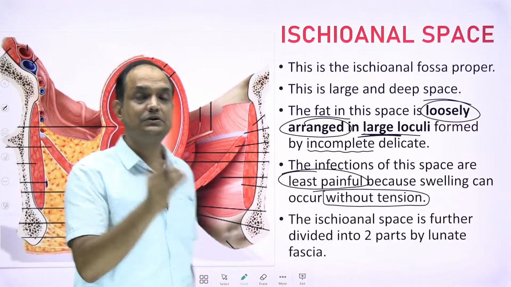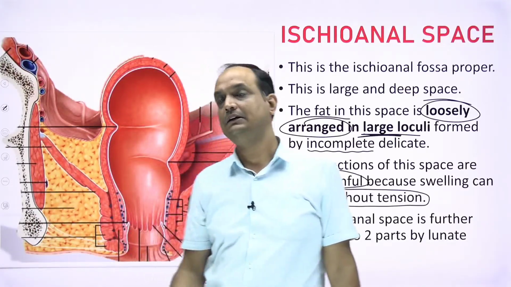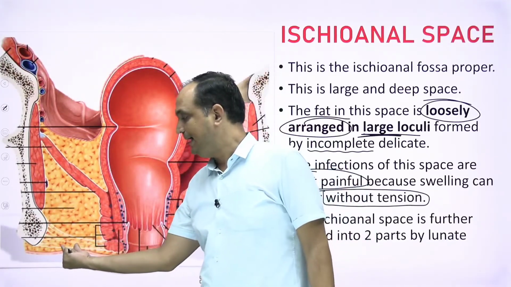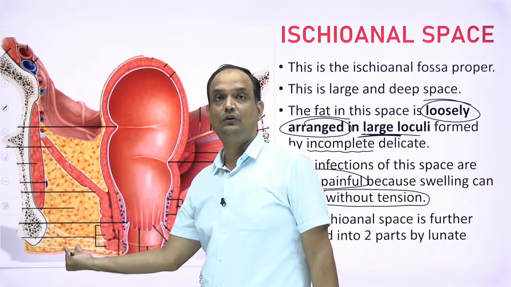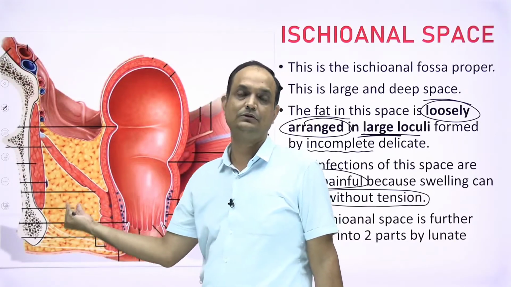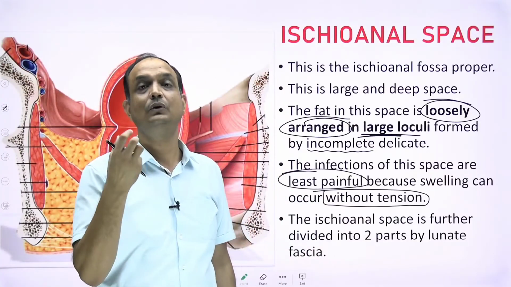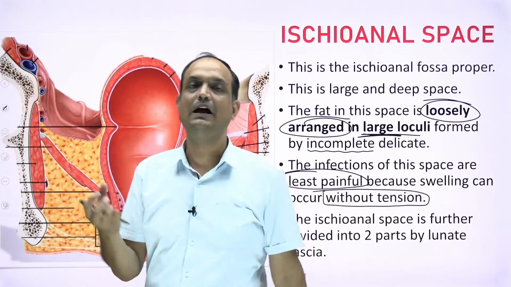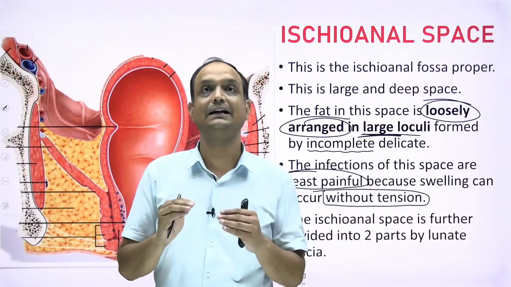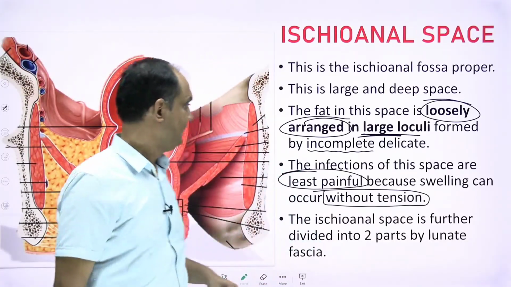So, this is the question for your exam: why are infections in the perianal space painful, not in the ischioanal space? You have to keep in mind that the ischioanal space has a loose arrangement of fat, while the perianal space has a tight arrangement of fat.